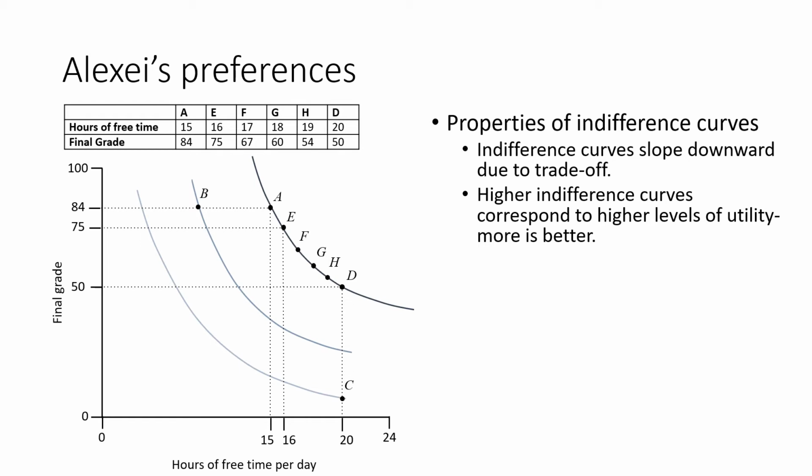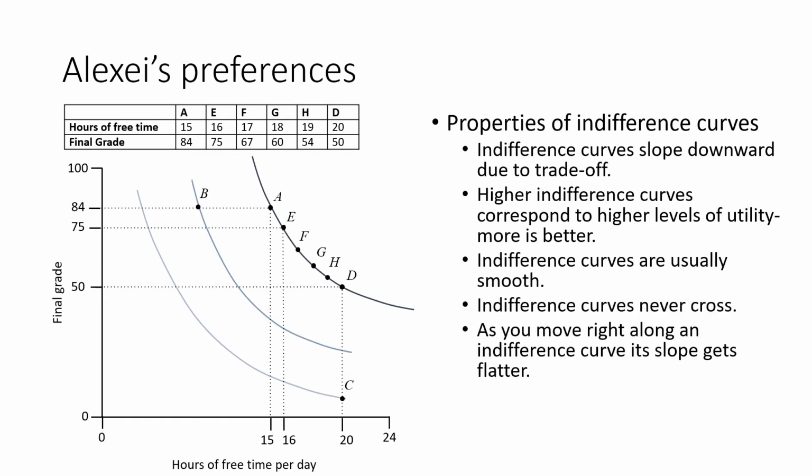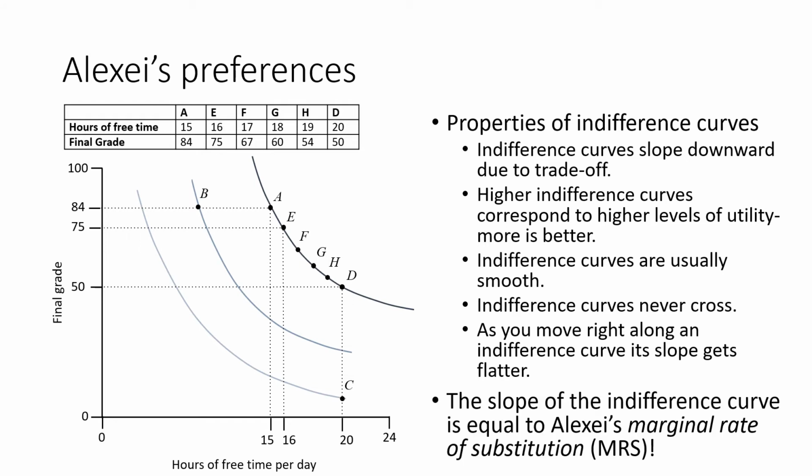More is better. The further away from the origin that an indifference curve lies, the more preferred are those combinations. Indifference curves are usually smooth. Indifference curves never cross, and as you move right along an indifference curve, its slope gets flatter. This slope of the indifference curve is called the marginal rate of substitution.